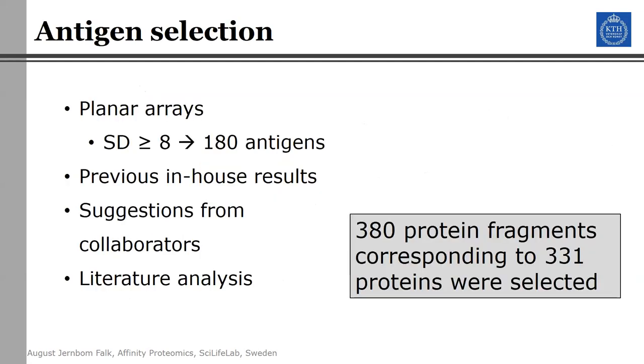These antigens, combined from all of the 8 different pools, were 180. We combined those 180 antigens with previous in-house results, suggestions from our collaborators, and literature analysis to yield 380 protein fragments corresponding to 331 proteins.